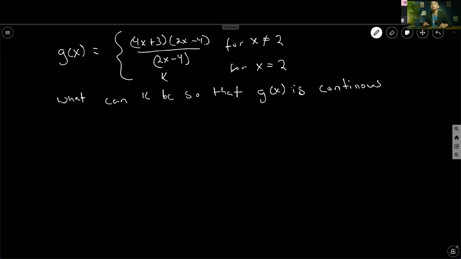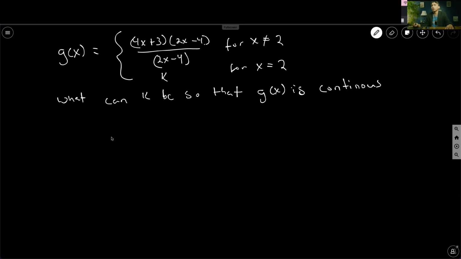All right, so for this problem, we're given g of x as a piecewise function. In the first part, we have 4x plus 3 times 2x minus 4 over 2x minus 4, and x cannot be 2. And the bottom is whenever it's equal to k for x equals 2. They want to know what value k can be so that this function is continuous. So basically, you're going to set it equal to k whenever you remove the removable discontinuity.